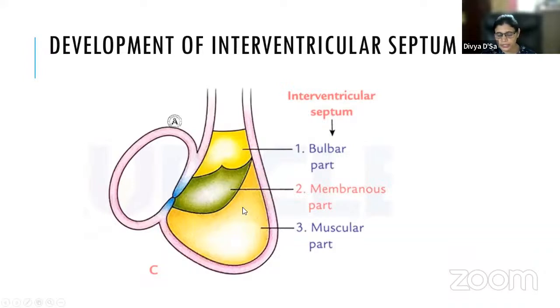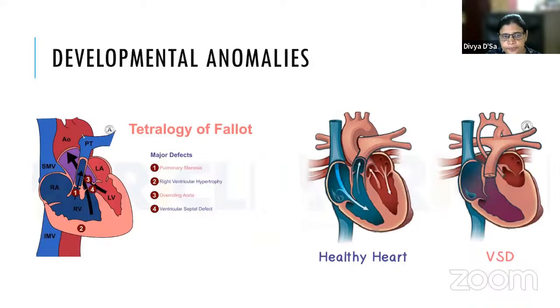So how does it develop? This membranous part is developed from 3 sources: the right and left bulbar ridges as well as the right AV cushion. The cells will migrate from here and form the membranous part. With the formation of the membranous part, the IV foramen is closed, and the interventricular septum is completed.